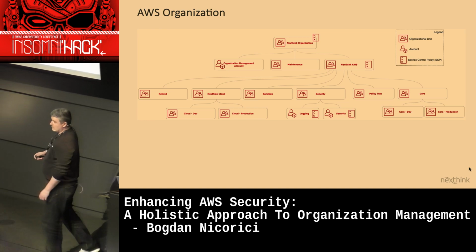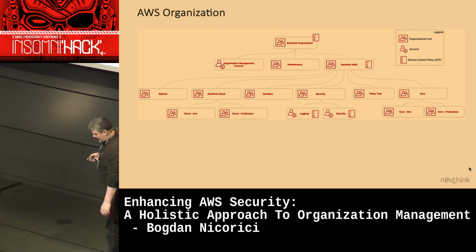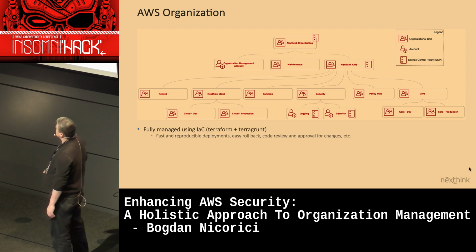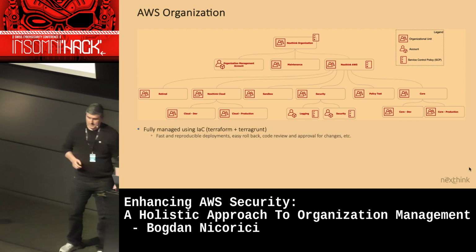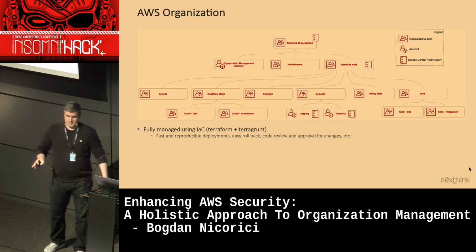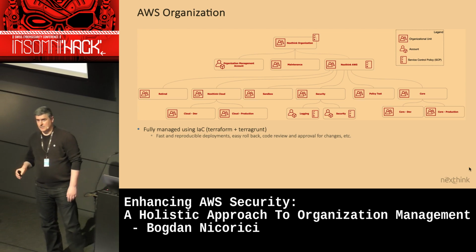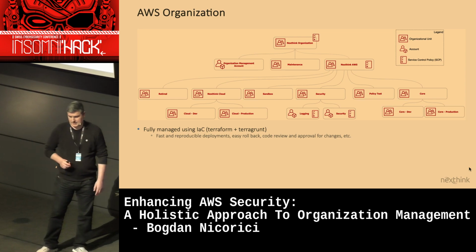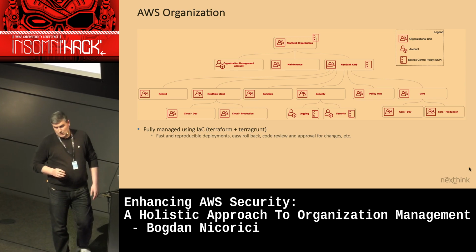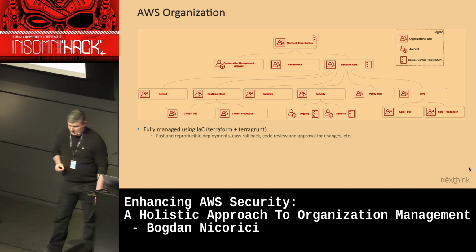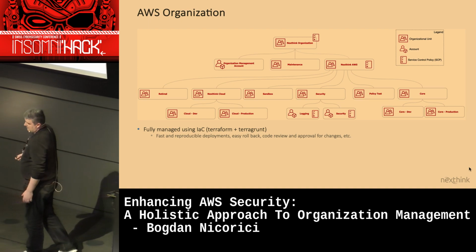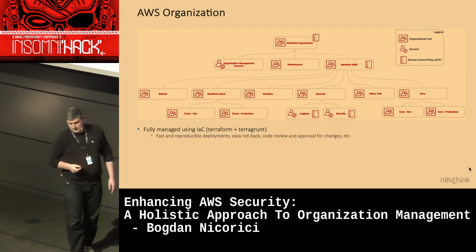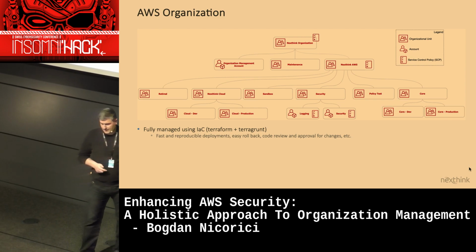This is how the AWS organization is structured. You have, obviously, the organization and the management account. It's fully deployed using infrastructure as code. We use Terraform and TerraGrunt. I will explain a bit in the next slide how we use TerraGrunt and why we decided to use TerraGrunt as well. And the reason we deploy all of it through infrastructure as code, it's pretty obvious. Reproducible deployments, easy to roll back.